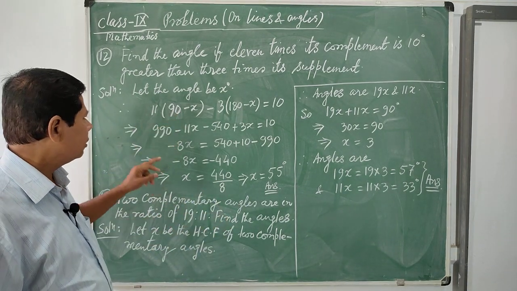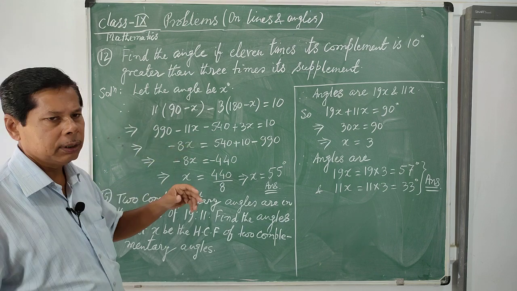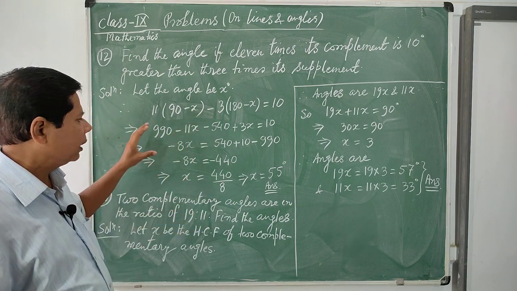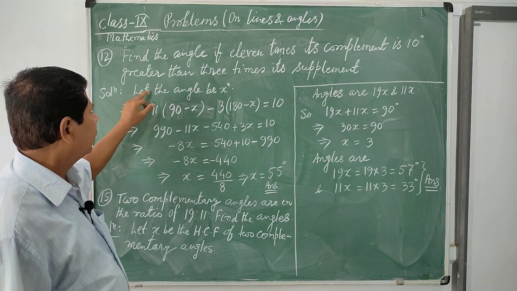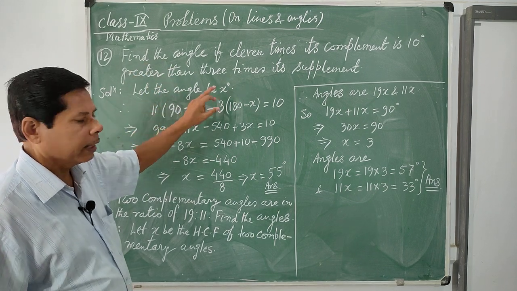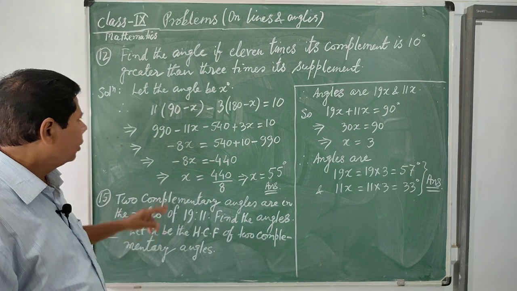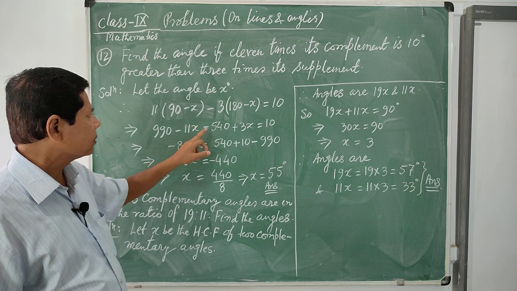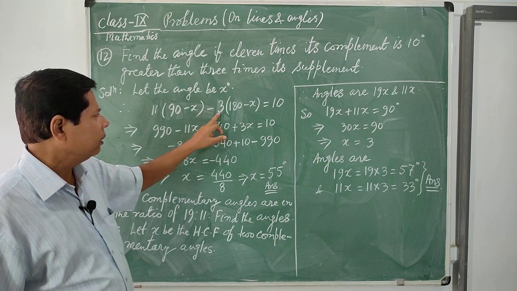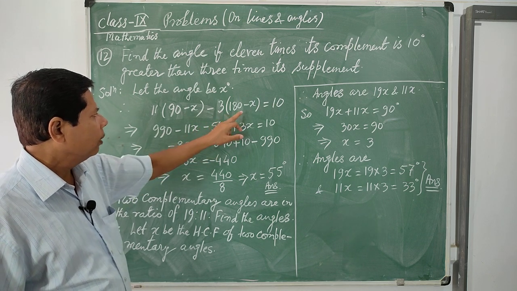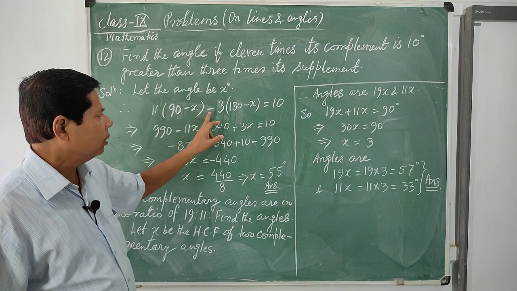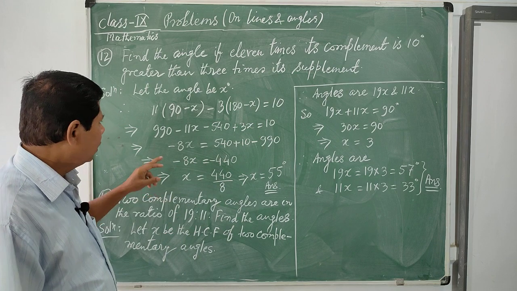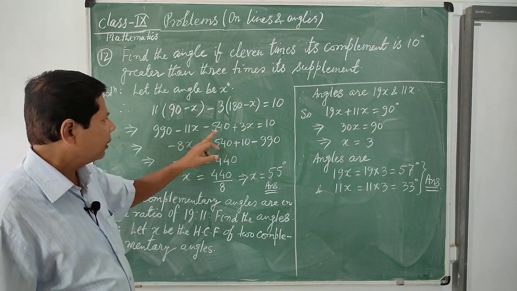After framing the equation, it is very simple to solve it in a single variable. x is the single variable, so we shall get the value of x which is required. Find the angle, let the angle be x. So this is 11 into 90, 990, minus 11x, minus 180 into 3, 540, minus x, minus 3 times minus x is plus 3x, equal to 10.